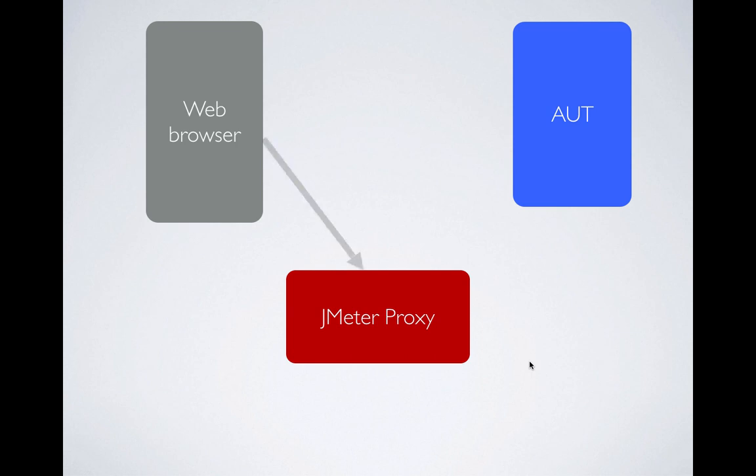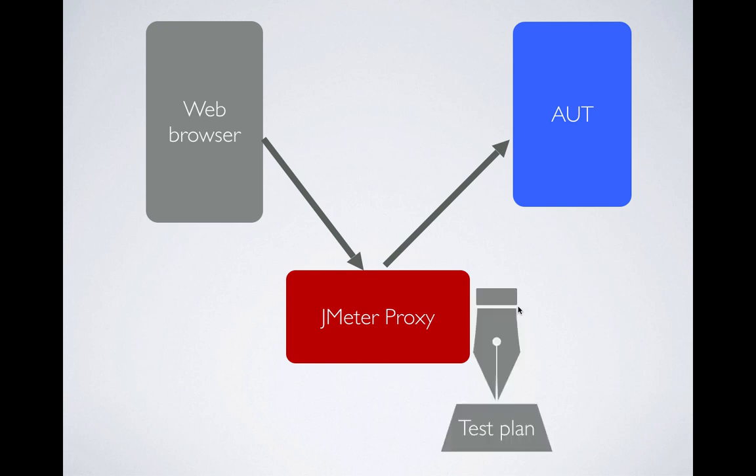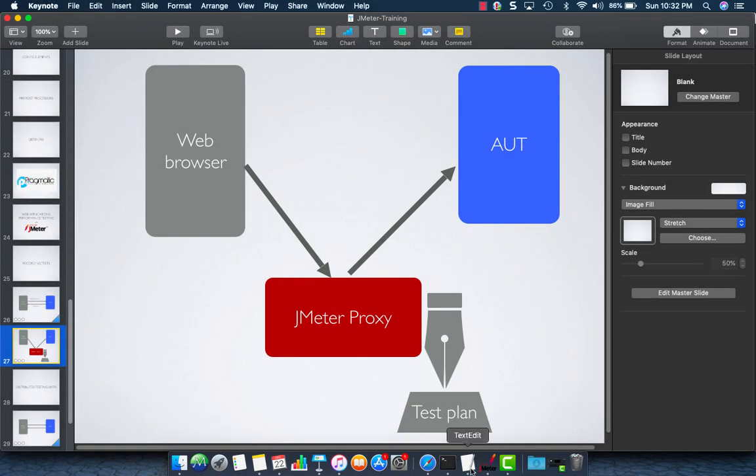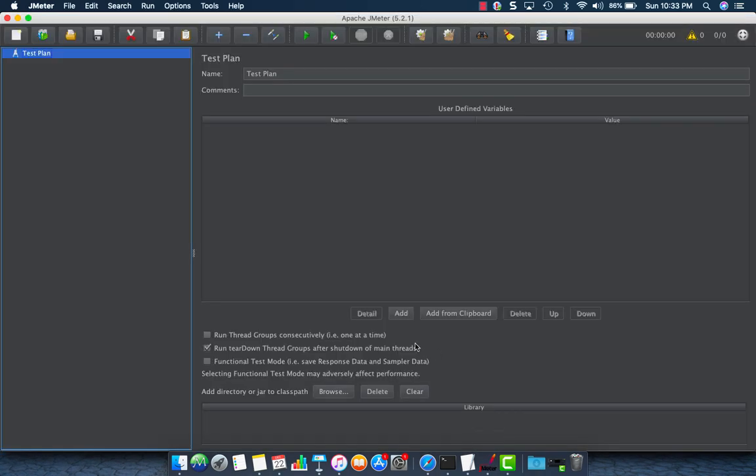All the requests will go through the JMeter proxy server, which is nothing but the HTTPS script recorder. And when all the requests are going through the proxy server, JMeter understands the requests going through it and it can create the test plans for you. So all the requests will be recorded and available for you to configure and reuse. So let's see how we create the scripts using the HTTPS recorder.